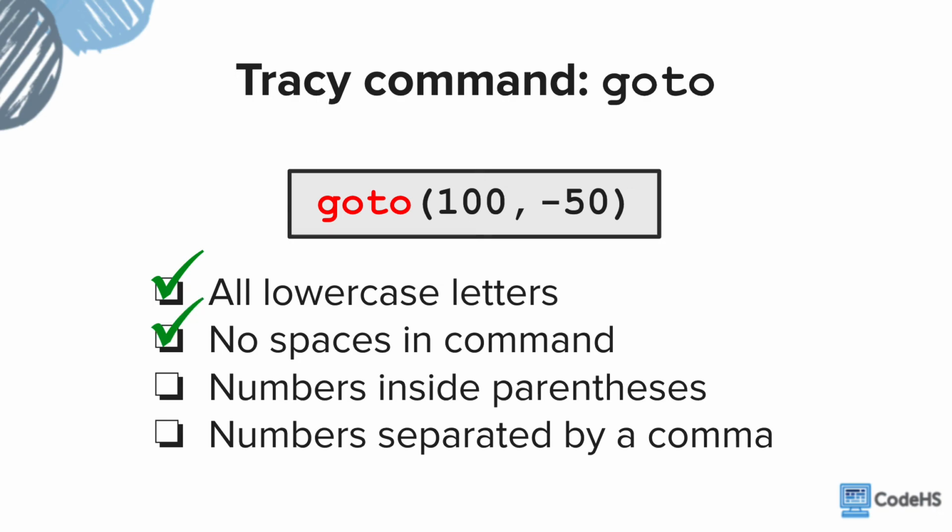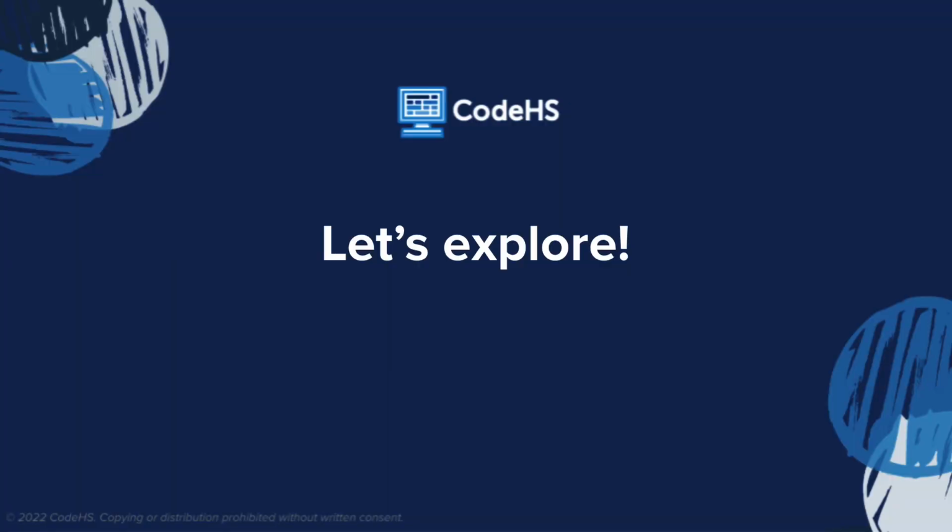There are no spaces between the words go and to in the command. The numbers in the command are placed inside a set of parentheses. And the numbers are separated by a comma. Remember that the first number is the x-coordinate and the second number is the y-coordinate. Let's practice using this command to move Tracy around her world.